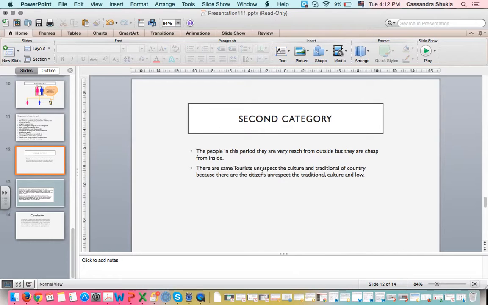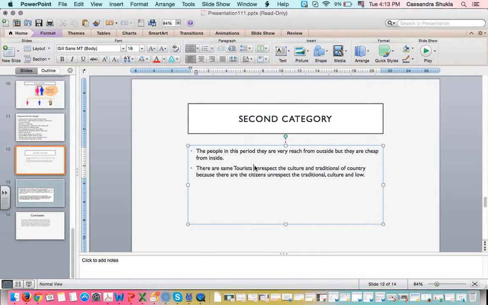The people in this period, I think you mean rich, R-I-C-H, from outside, but they are cheap from inside. What does that really mean? There's same, should be some, S-O-M-E. Tourist shouldn't be capitalized. And then you have huge grammar. Unrespect the culture and tradition of country because they are citizens. Unrespecting the tradition, culture, and low. And low doesn't make sense.